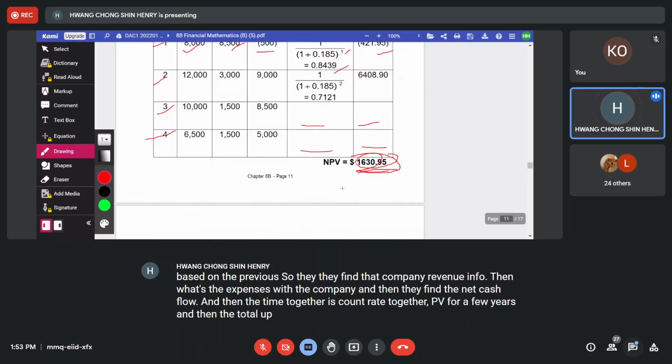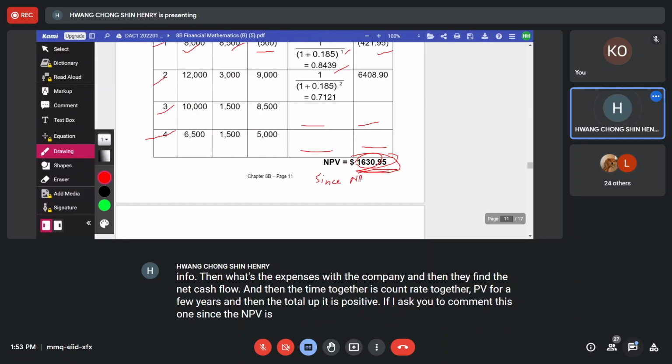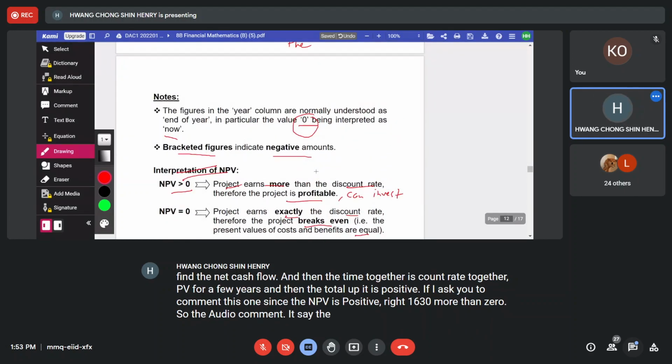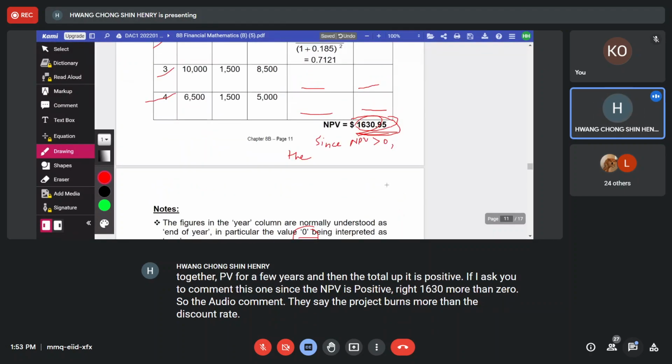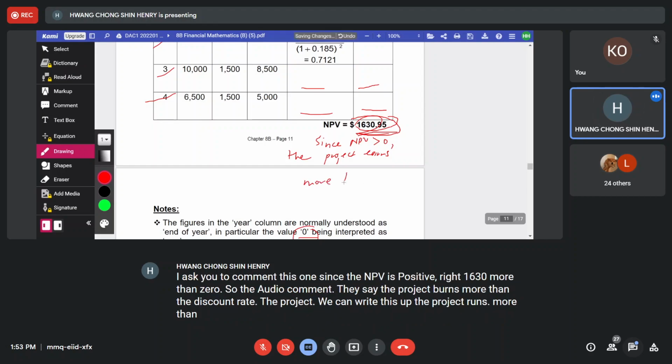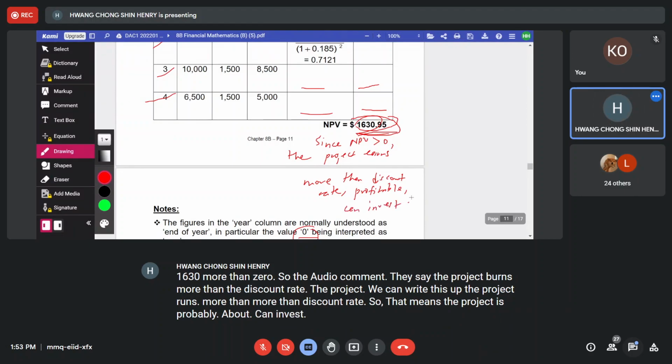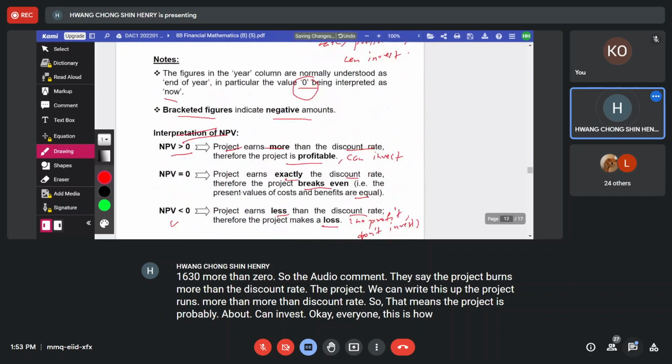and then they total up. If it's positive, if I ask you to comment, since the NPV is positive, 1630, more than 0, how do you comment? You say the project earns more than the discount rate. You can write like this: the project earns more than the discount rate. So that means the project is profitable, can invest. Okay, everyone. This is how you comment now.